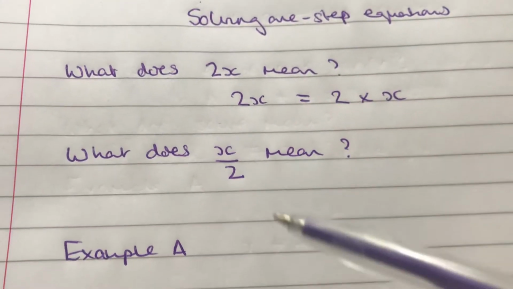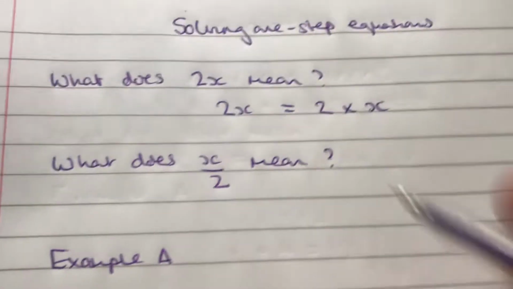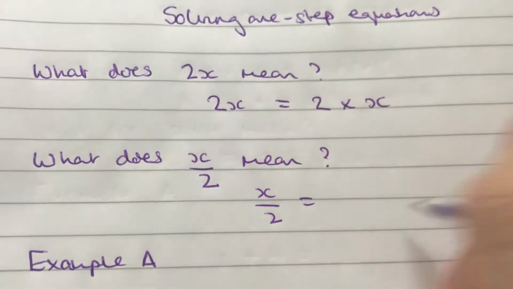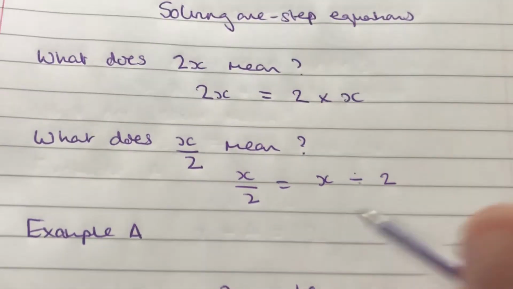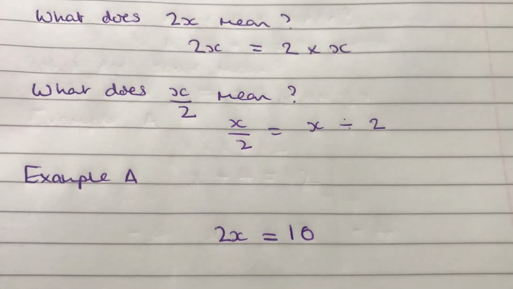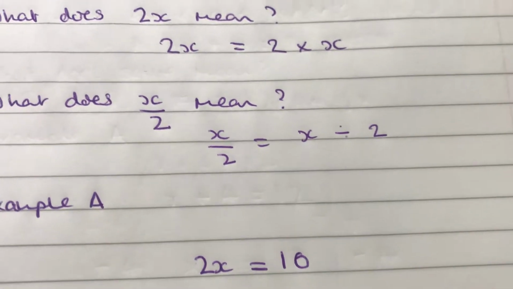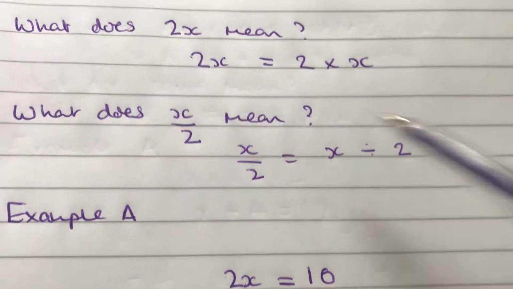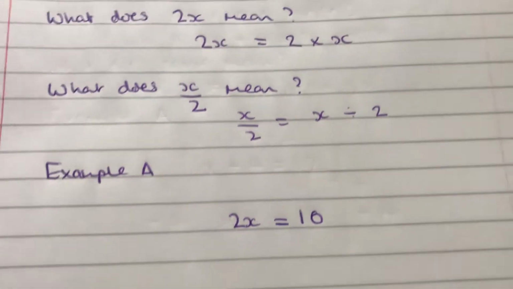In the same way, what does x over 2 mean? That's a fraction. We hopefully remember that fractions can be written as a division problem. So x over 2 is the same as x divided by 2. If you think about it, 4 over 2 would just be 2, and that's the same as 4 divided by 2. So it works for algebra the same way. We're going to use that logic and apply it to our examples today.